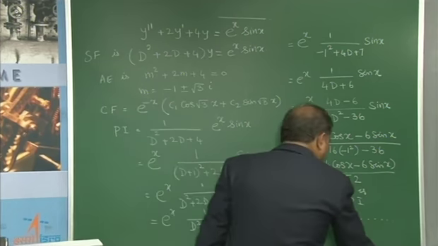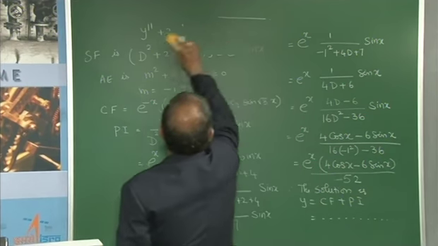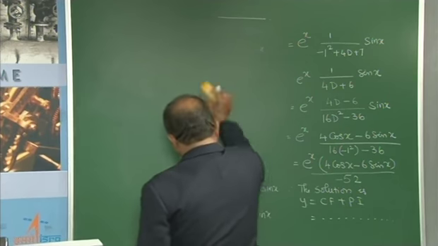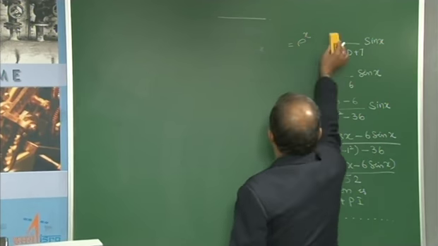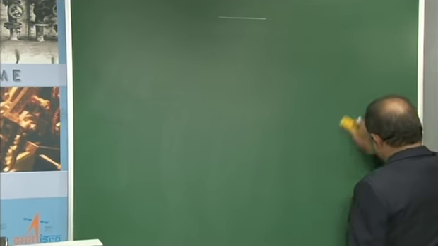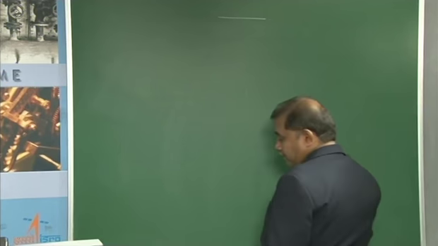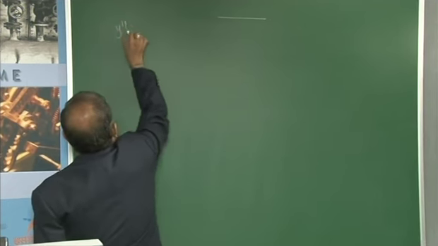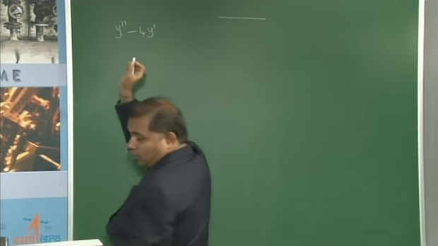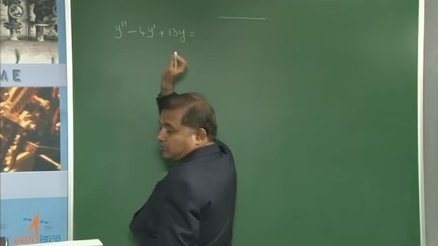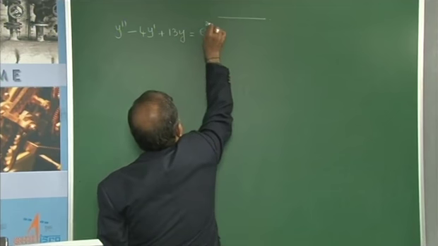Let me take one more example. You can work more number of questions on this, because once again it is going to be type 2 or type 3, but I want to show you all possibilities are there. The denominator may become 0, the other factors may occur, correct. So y double dash minus 4y dash plus 13y is equal to e power 2x cos 3x.